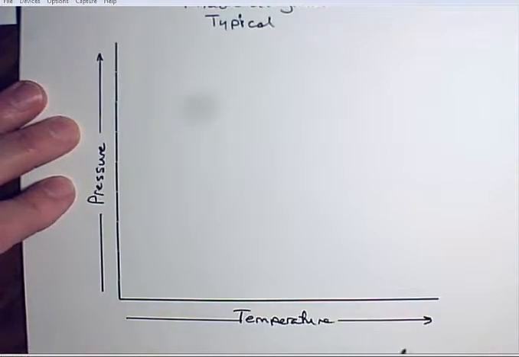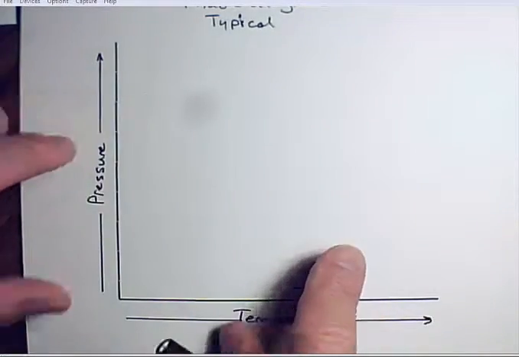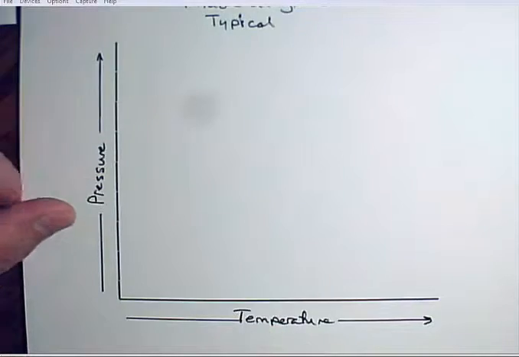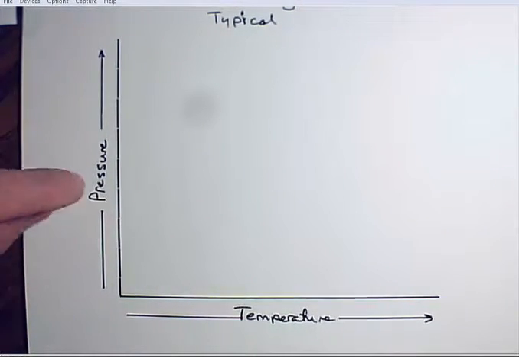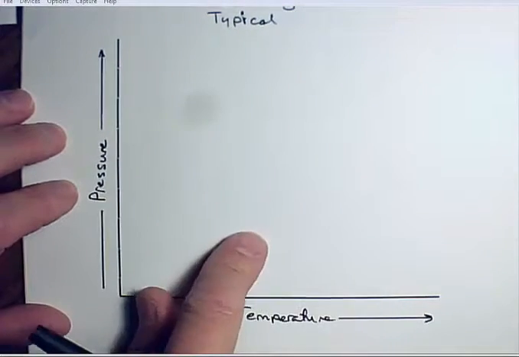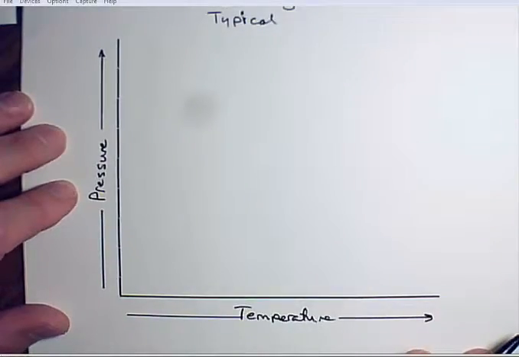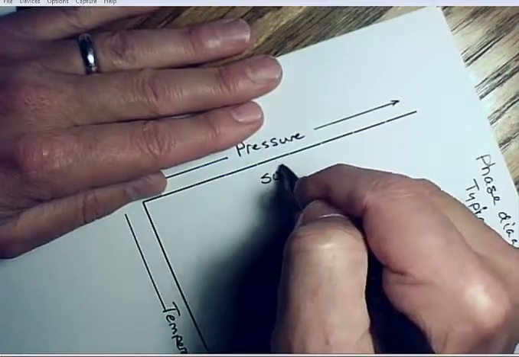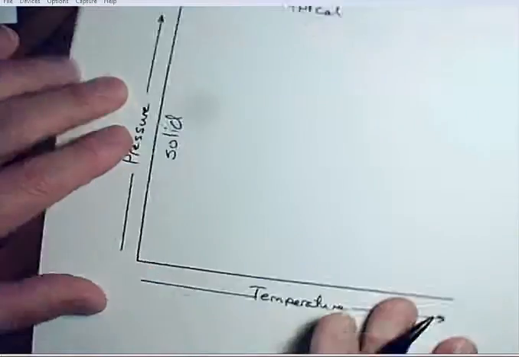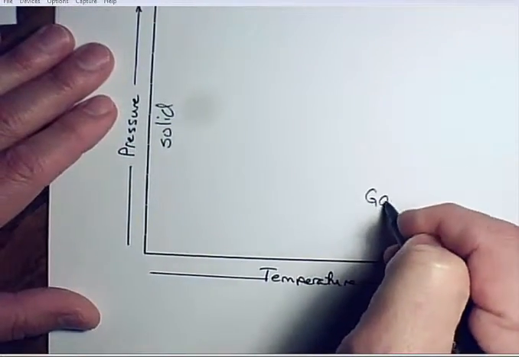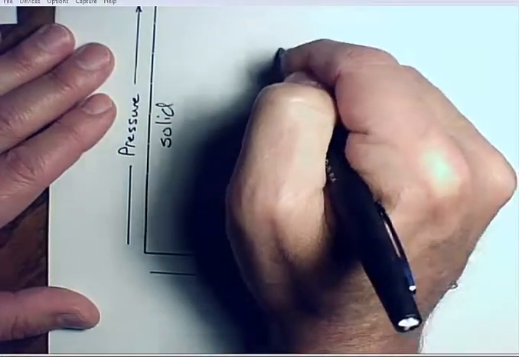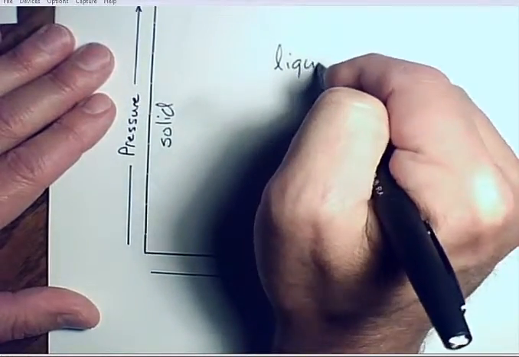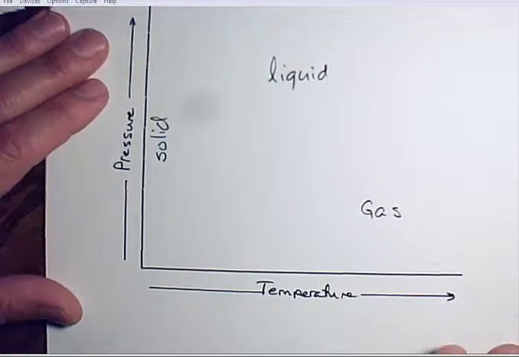All right. And since we're looking at phases, I have regions within this graph for solid, liquid, and gas behavior. So I'm going to put solids in this region over here. I'm going to put gas in this region down here. And liquids are going to be in this region here.